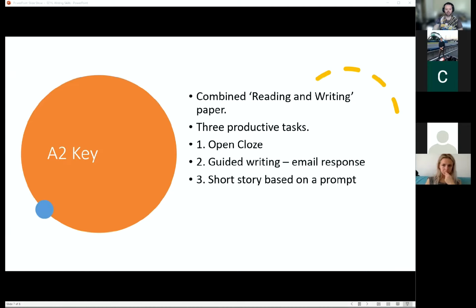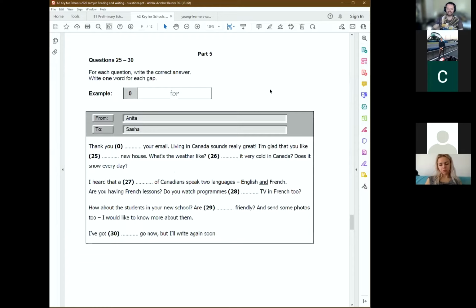So the open cloze, it looks like a more serious version of the Flyers task. So here we have very formal Cambridge style things, black and white, grayscale things. For each question, write the correct answer. Really? Not the wrong answer? Okay, if you insist. And write 1 word for each gap. And as you can see here, it looks like an email from 1997 with a blocky From button and To button. Thank you for your email.